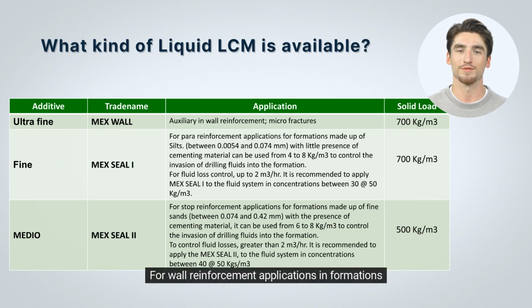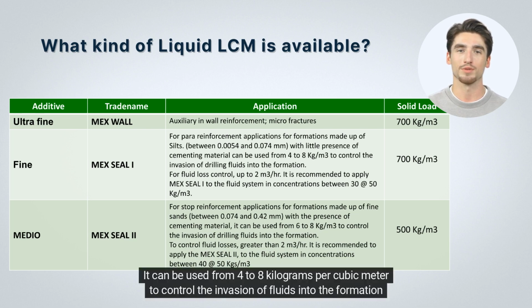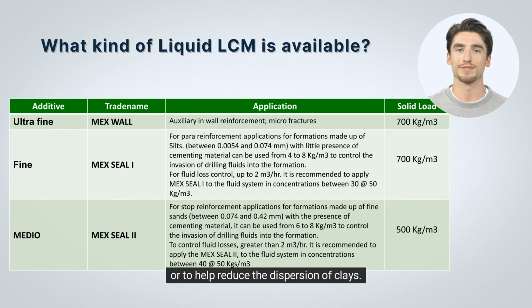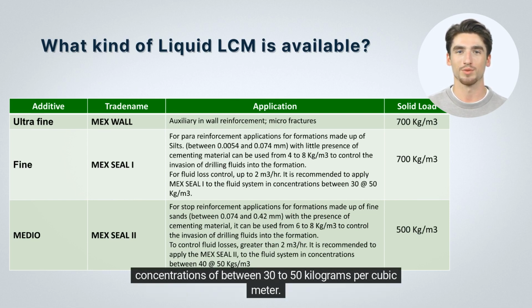Fine. For wall reinforcement applications in formations made up of silts between 0.0054 and 0.074 millimeters, with little presence of cementing material. It can be used from 4 to 8 kilograms per cubic meter to control the invasion of fluids into the formation or to help reduce the dispersion of clays. To control fluid losses of up to 2 cubic meters per hour, it is recommended to apply to the system concentrations of between 30 to 50 kilograms per cubic meter. The LCM load in the product is 700 kilograms per cubic meter of additive.